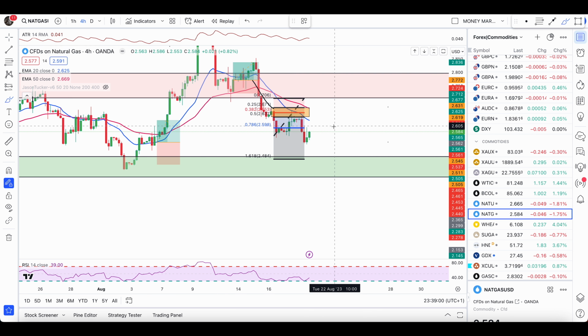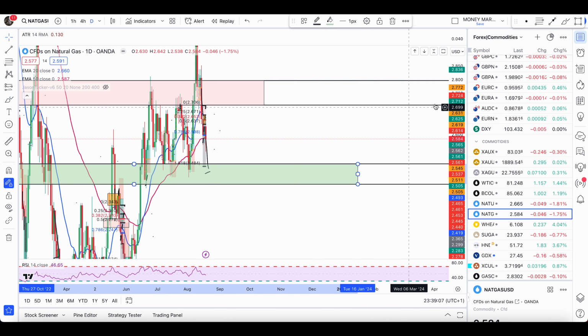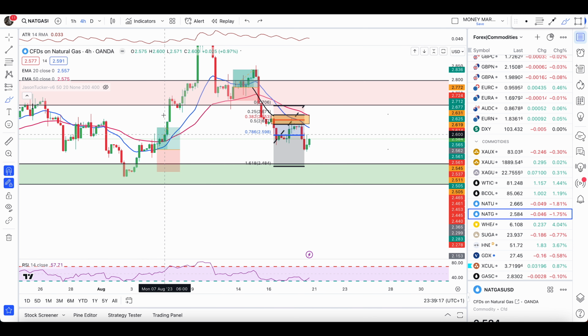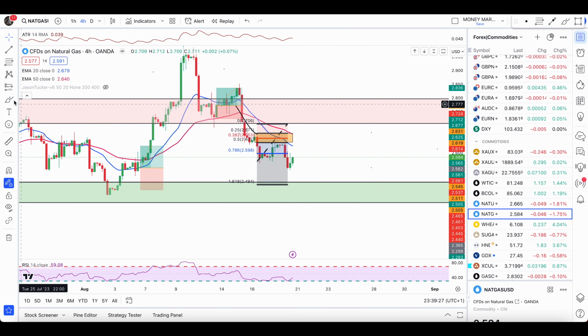Now if the price, let's say, falls into this green zone, which is 2.419 up to 2.493, in that case I'll look for my buy trades with conditions like bullish engulfing candles, pin bars or double bottoms. That is what I'm going to look at. Now if we have no condition, let's say the price doesn't make any sort of condition here, I'll still wait.